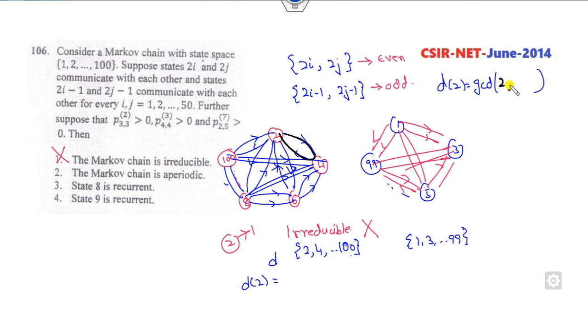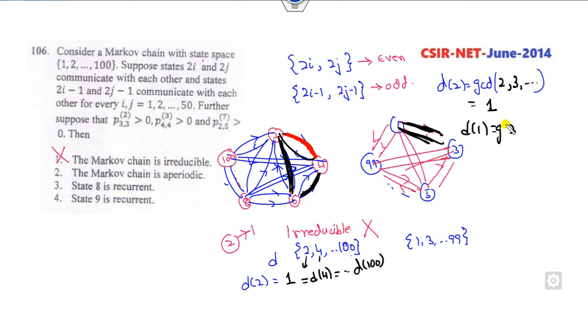Second, if I go from 2 to 6, 2 to 4, and then 6 to 2, how many ways are there? 3 ways, and so on. Now you can see the GCD of 2 and 3 is 1. So this has period 1. Similarly, 4 up to 100 have period 1. Same for 1: the GCD of 2, and the second way 1, 2, 3, again gives 1. So all have period 1. Fine, so the second option is correct.